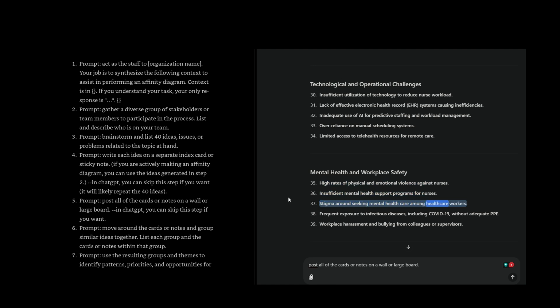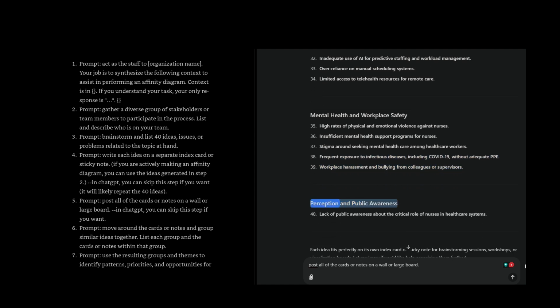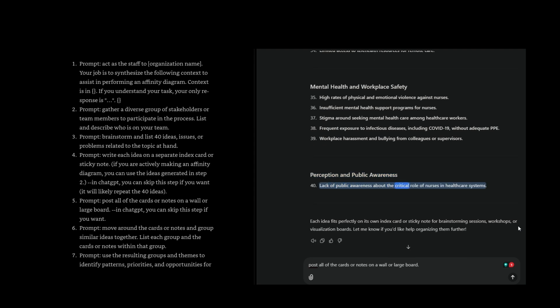around seeking mental health care among healthcare workers, frequent exposure to infectious diseases, including COVID-19, without adequate PPE, workplace harassment and bullying from colleagues or supervisors, perception and public awareness, lack of public awareness about the critical role of nurses in healthcare systems. Each idea fits perfectly on its own index card or sticky note for brainstorming sessions, workshops, or visualization boards. Let me know if you'd like help organizing them further.